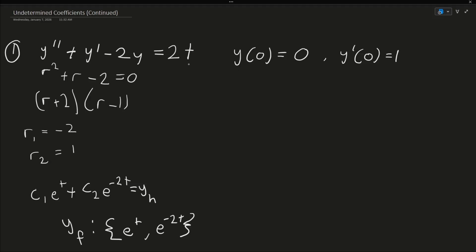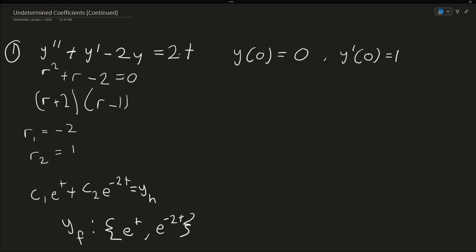Once we get the y particular guess, it should be linearly independent with the fundamental set of solutions. If it's not, then we keep multiplying by t until it becomes linearly independent, because that's the main rule of the undetermined coefficients method.